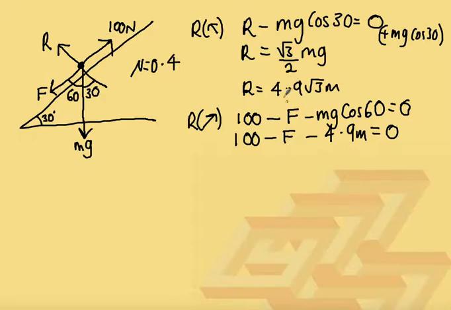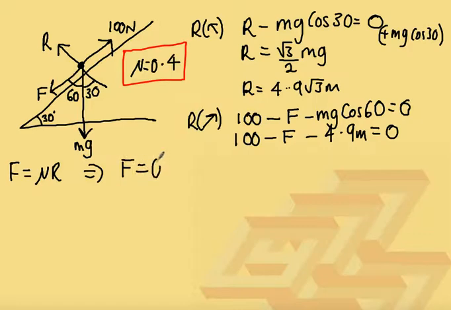Now, the problem I've got with these two equations is that I've got an equation in R and I've got an equation in F. So it's at this point I want to use friction, because friction can link the reaction to the friction. So if I say F equals mu R, what I can say then in that case is that F is equal to 0.4 times 4.9 root 3 m.